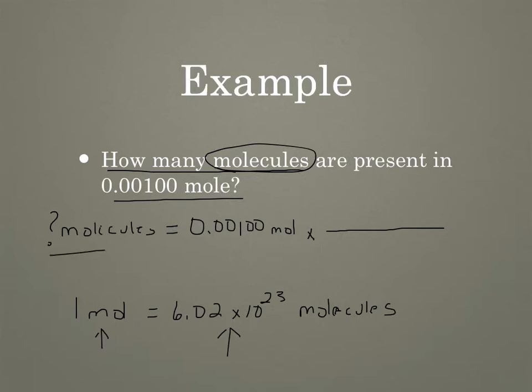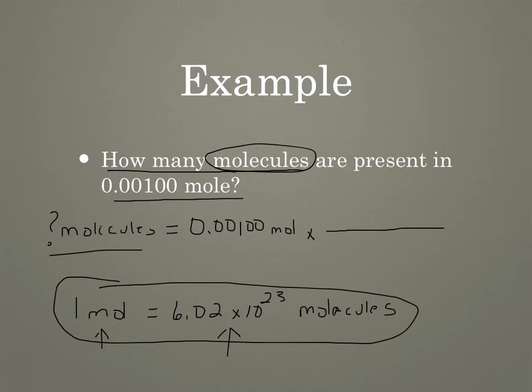So I'm saying, how many molecules do I have if I'm given 0.00100 moles? Here's my conversion factor. I need to set it up as a fraction, and I want to make it so that moles will cancel. So I need to put 1 mole on the bottom and 6.02 times 10 to the 23rd molecules on the top.